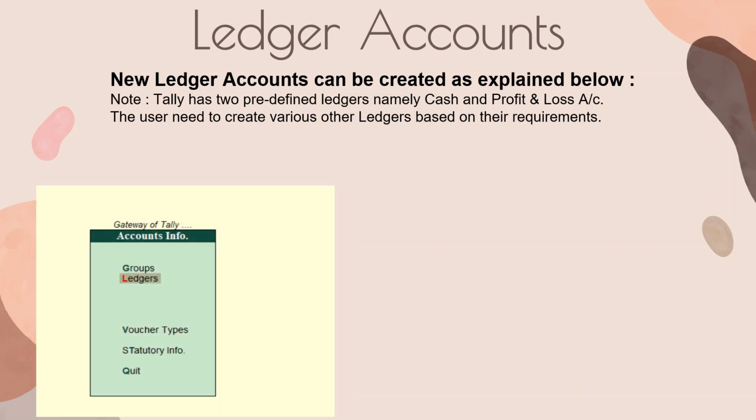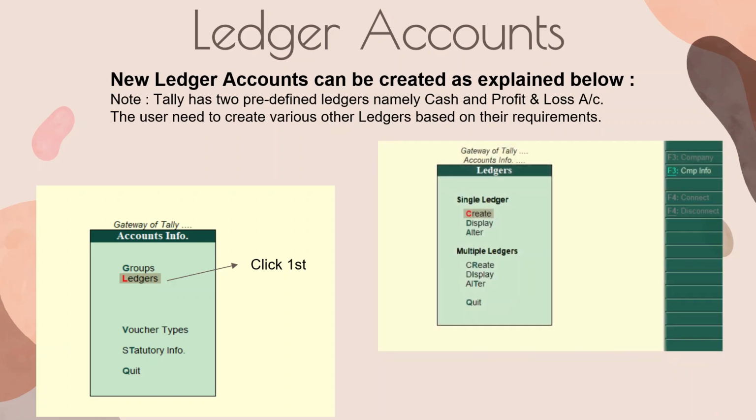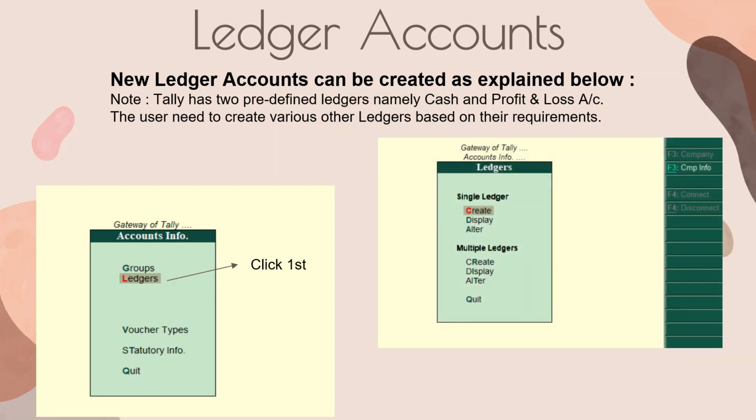Okay, so in that case, again Gateway of Tally, that is the menu option. Masters you have to go, and then from there Accounts Information, and from there you can see Groups and Ledgers. If I am going to use the ledger now, I have to press Ledger. So here, if I have to create a single ledger, there are also multiple ledgers. If I have to create, I should press the key Create.